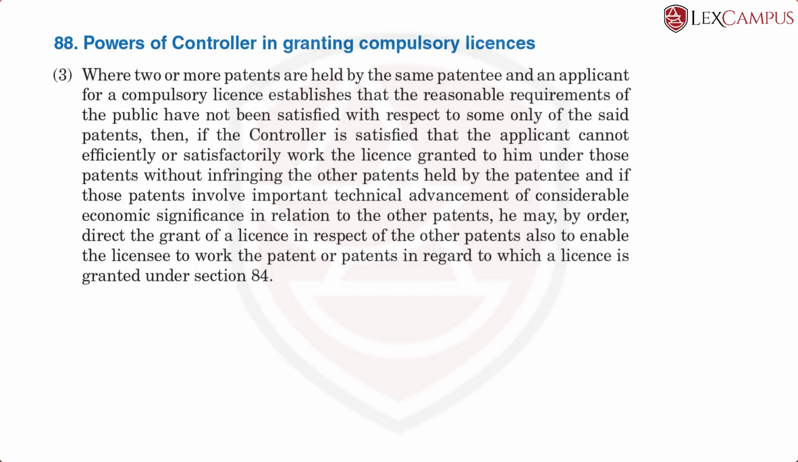So, the condition is that if the controller feels that the applicant cannot efficiently or satisfactorily work the license granted to him under those patents without infringing the other patents held by the patentee, or that is one condition, or if those patents involve important technical advancement of considerable economic significance in relation to the other patents. So, in both the cases, either he is not able to work without infringing, or the other patents have an important technical advancement which could be of benefit to the licensee. In both the cases, the patent controller can order licenses of patents which the applicant had not asked for.